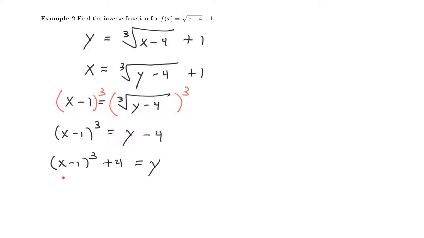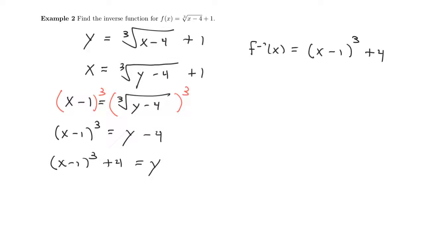Now, I could cube this out, but here I have a formula. There are no y's on this side, the y is over here, and this must represent the equation of my inverse. So off to the right here, f inverse of x is equal to x minus 1 cubed plus 4.